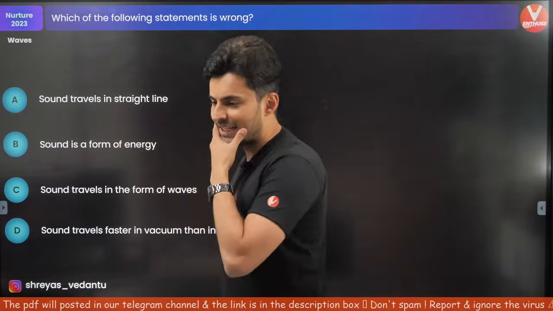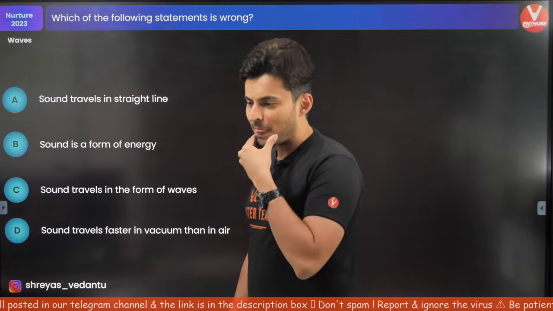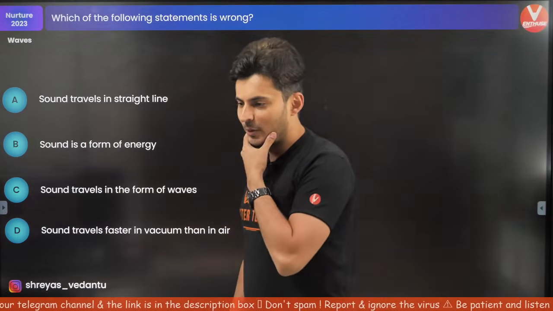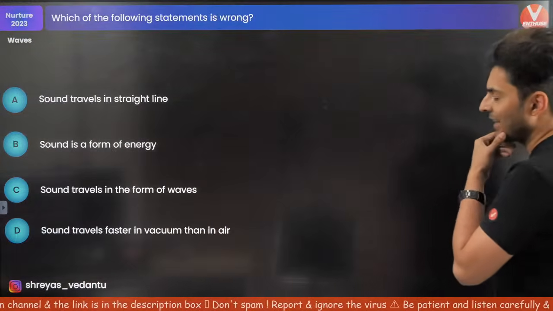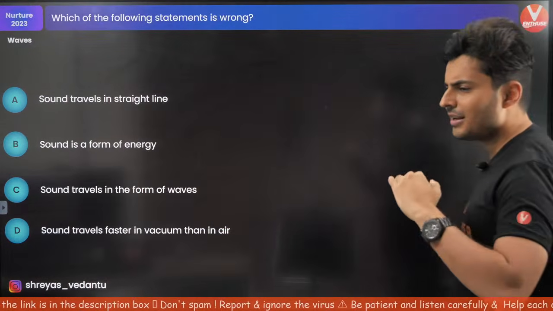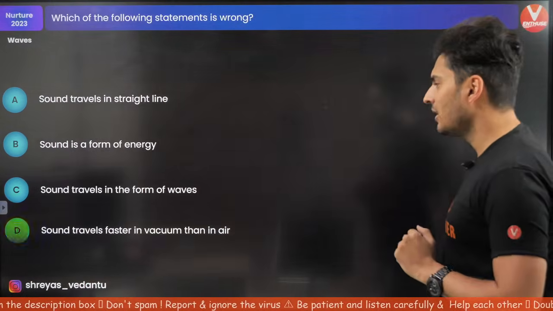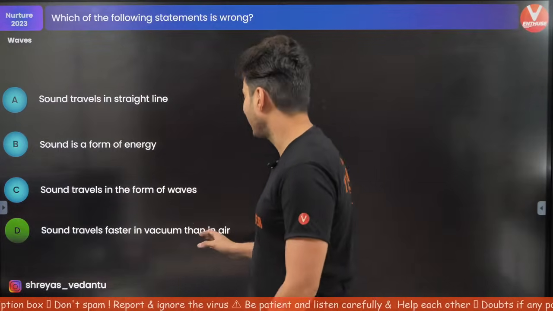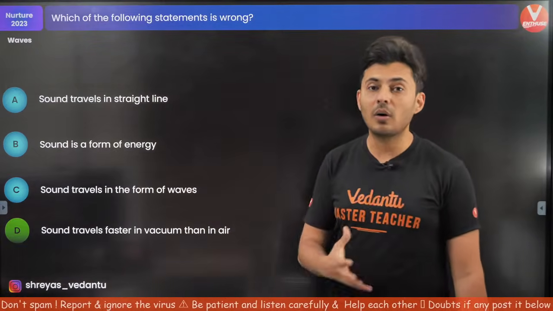Okay, Naveen saying C, Ankit saying D, Karthikeyan saying A. Well, the correct answer, most of you are slightly correct. Some of you got it wrong. The correct answer is: sound travels faster in vacuum than in air is obviously wrong.